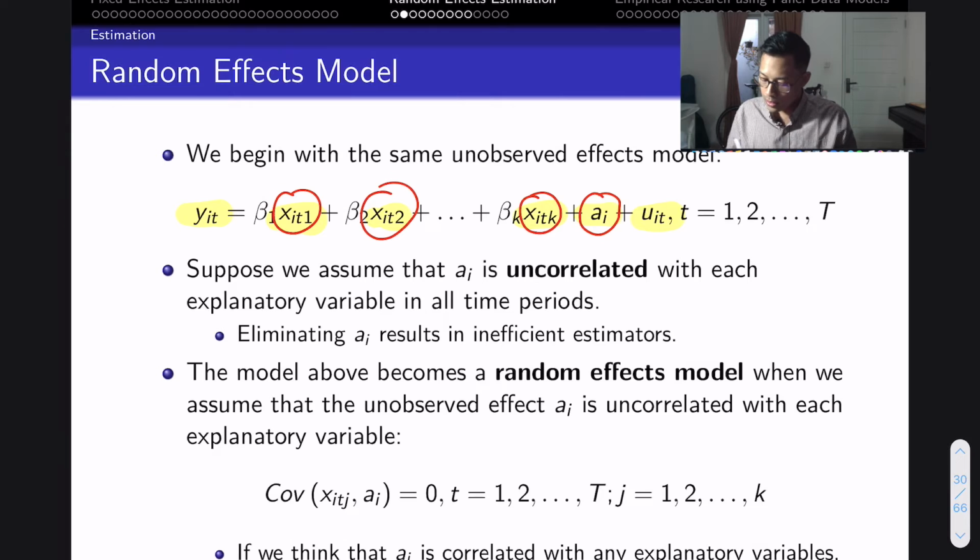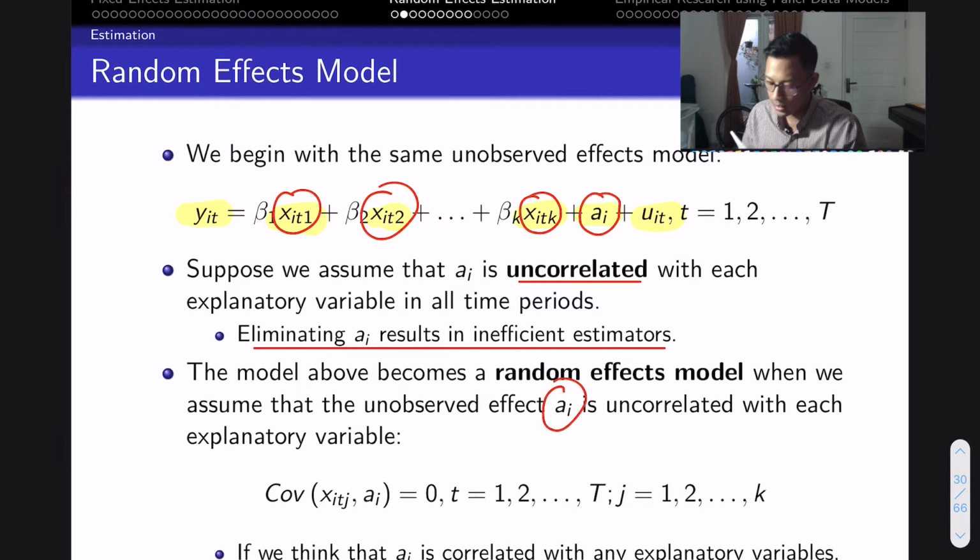Now, the model above becomes a random effect model when we assume that the unobserved effect a is uncorrelated with each explanatory variable of interest. So again, the random effect model relies on the assumption that the unobserved effect is uncorrelated with the explanatory variables of interest.